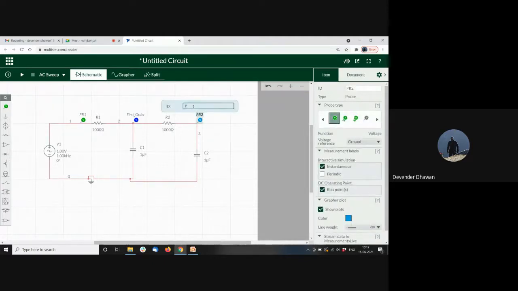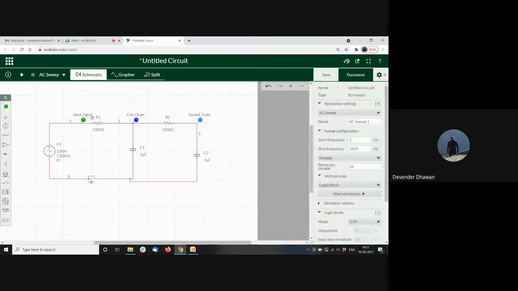I can just click on the name, and let's say this is one probe. If I click here, this is named as PR1. I can just change it to anything like input signal, and I can just click enter and it will change the name.